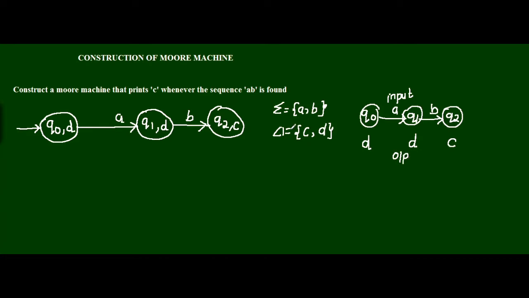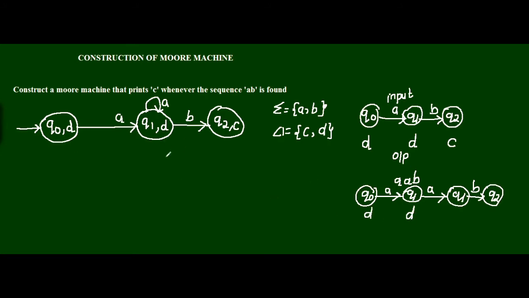Suppose I want to check the input AAB. I can give one self loop over here on Q1. Always I start from Q0. If the input is A, the next state is Q1. If the input is A again, the next state is Q1. If the input is B, the next state is Q2. The output of Q0 is D, the output of Q1 is D, again the output of Q1 is D, and the output of Q2 is C.